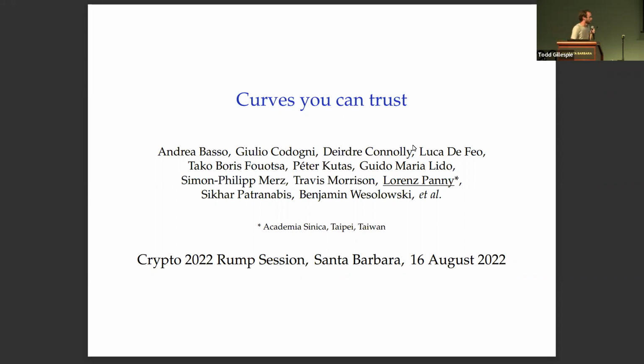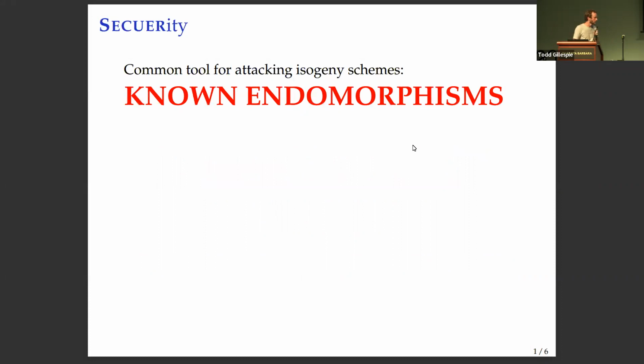Curves you can trust. Notwithstanding the recent total annihilation of SIKE, we, the people, are still on the quest for a curve you can trust, which means that one thing you can use to attack a lot of isogeny-based schemes is known endomorphisms. I've applied some color coding here. Red means it's bad. So known endomorphisms are bad.